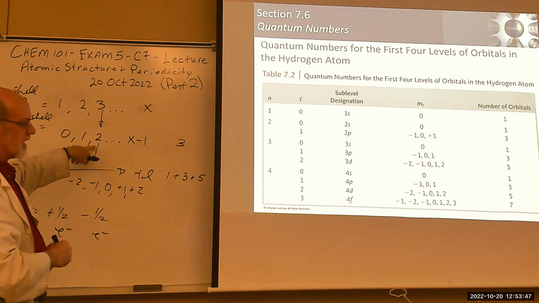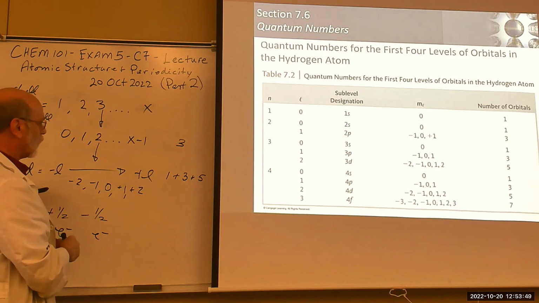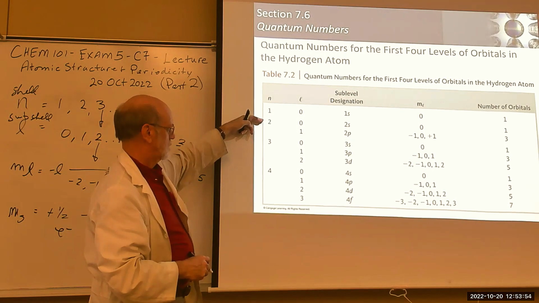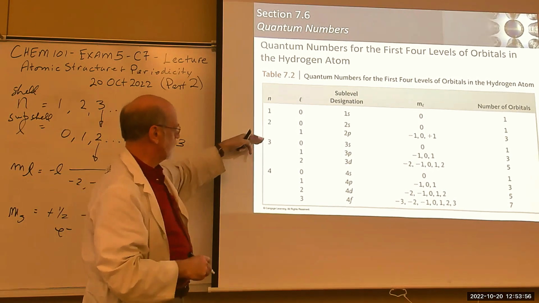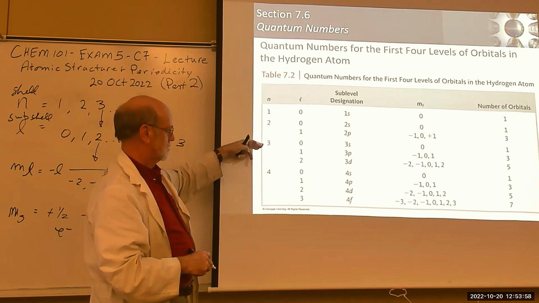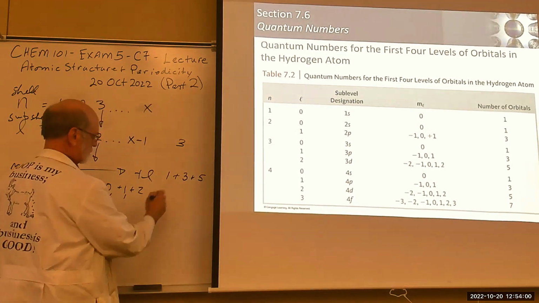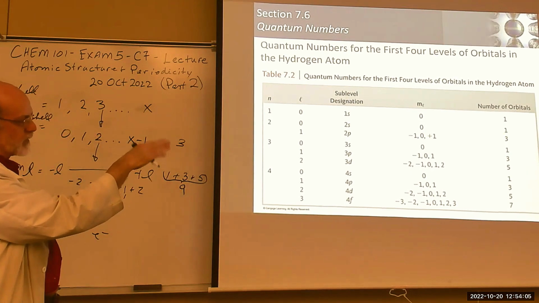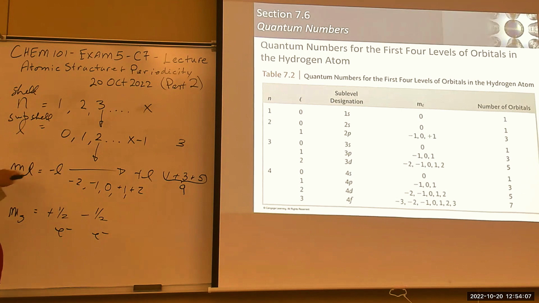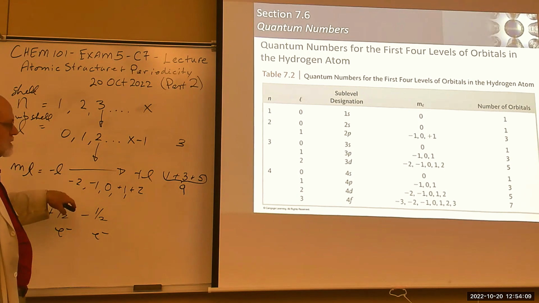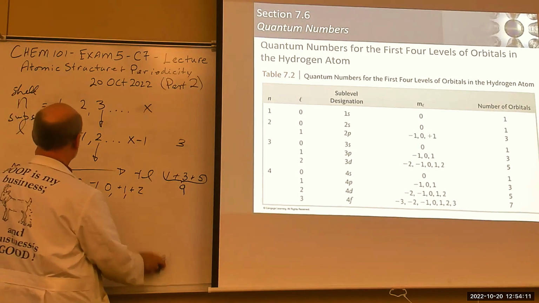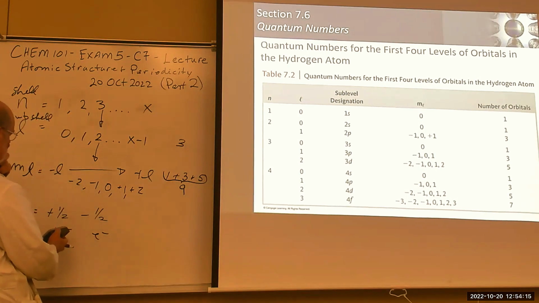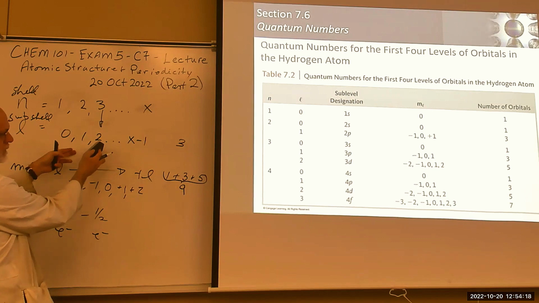So how many orbitals does that mean? Well, total at this level is 9. Okay? 5 plus 3 plus 1 is 9. 9 maximum for, oh, wait a minute, I'm sorry. Where are we going from? We're going from here, aren't we? 2.